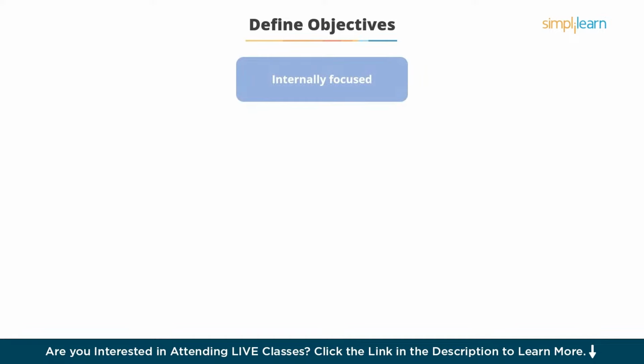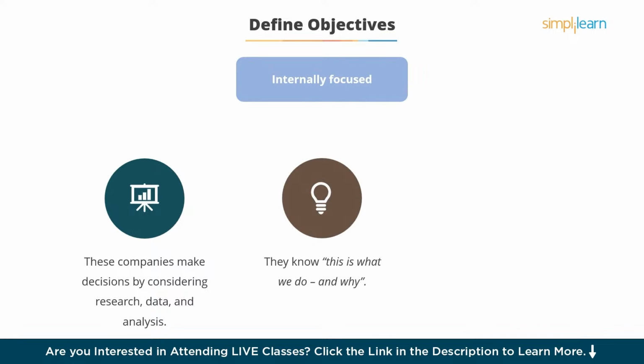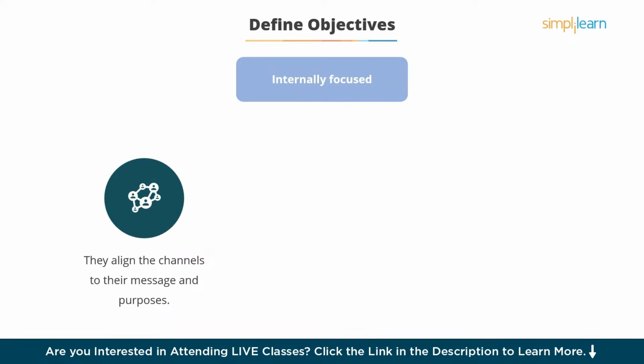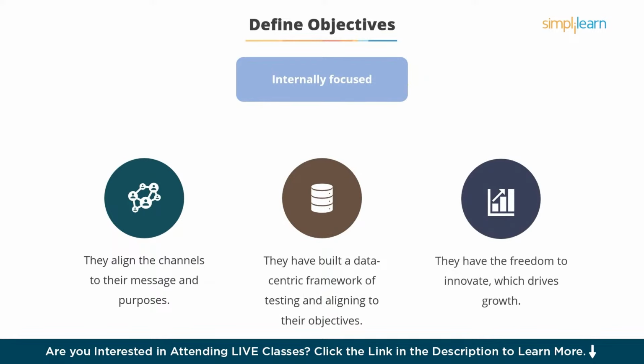An internally focused company looks to research, data, and analysis in order to make decisions according to their objectives. An internally focused company knows this is what we do and why. They measure, adjust, and measure again. They test new channels, but do so by aligning the channel to their message and purposes. Because they have a built-in data-centric framework of testing and aligning to their objectives, it provides the freedom to innovate, and that innovation drives growth. It also gives them the freedom to say no.